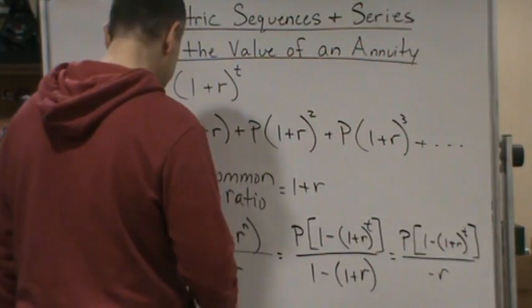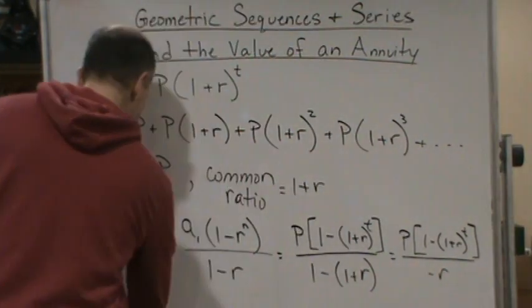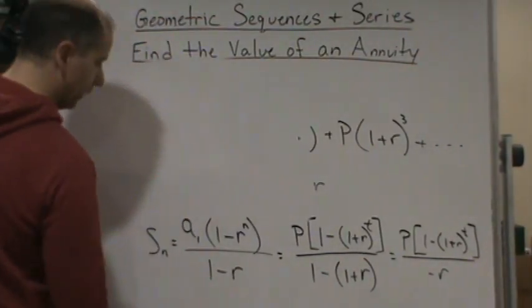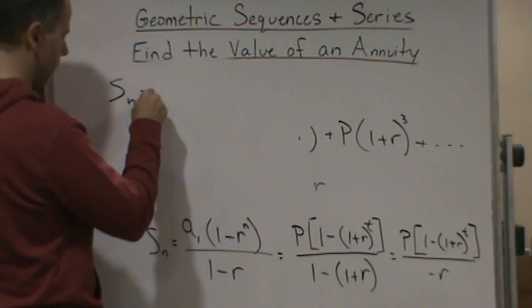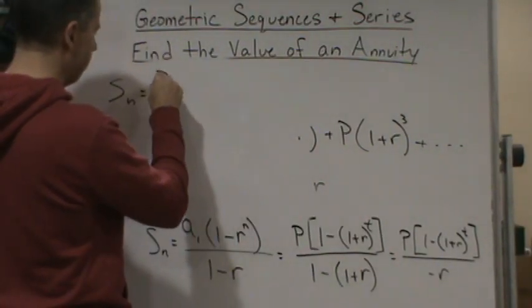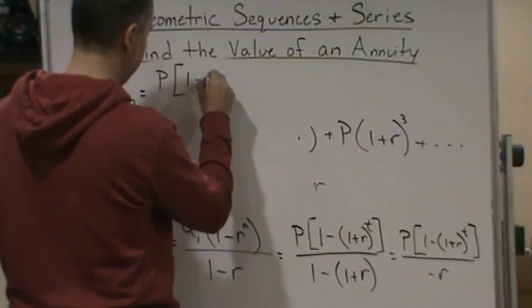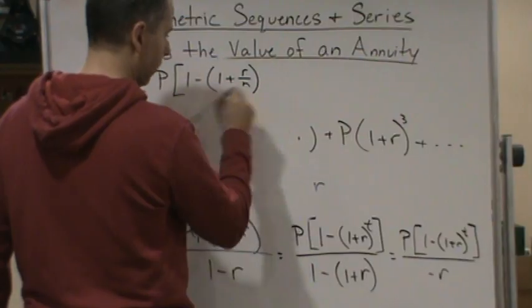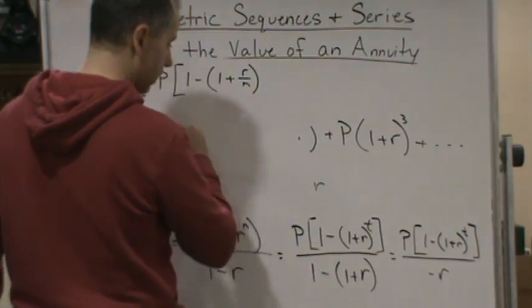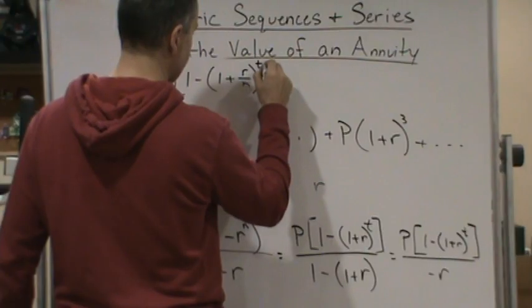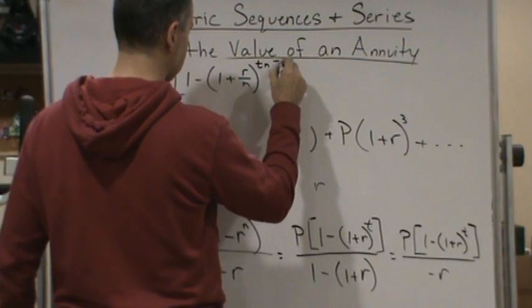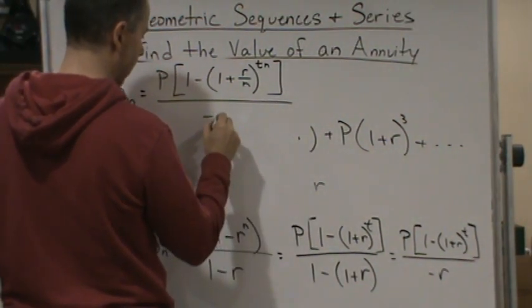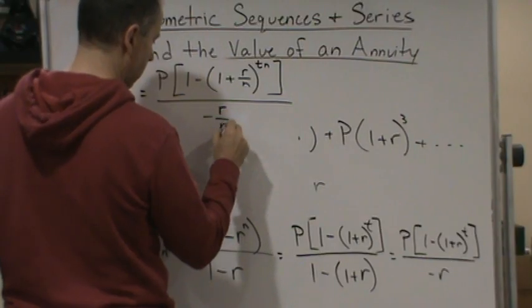Okay, so if we do that, then the formula becomes this. So S of N becomes what? It's going to be P times 1 minus the quantity 1 plus R divided by N, right? Raised to the what? T times N power, divided by negative R over N.